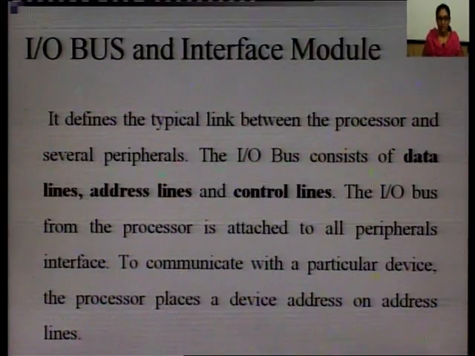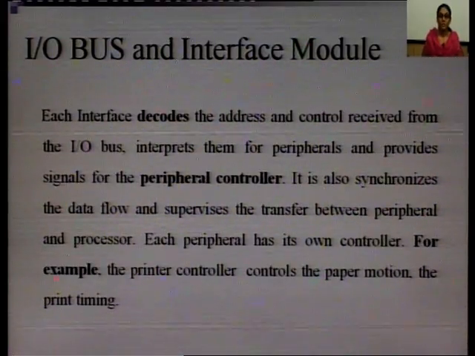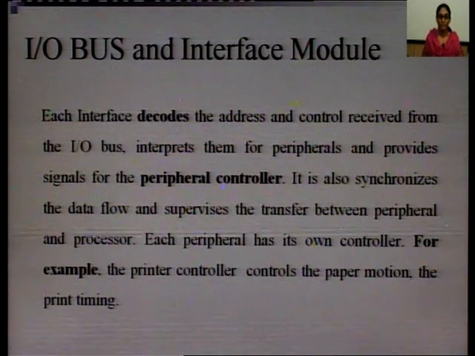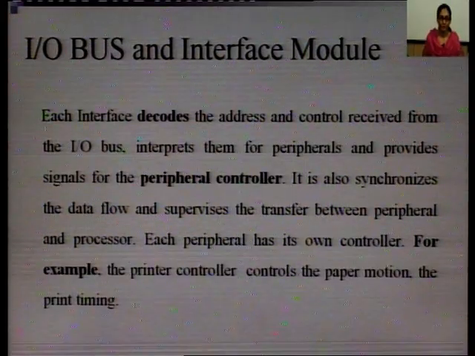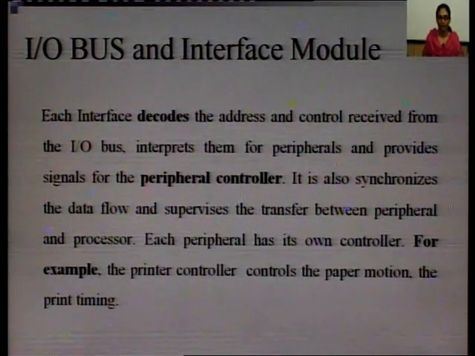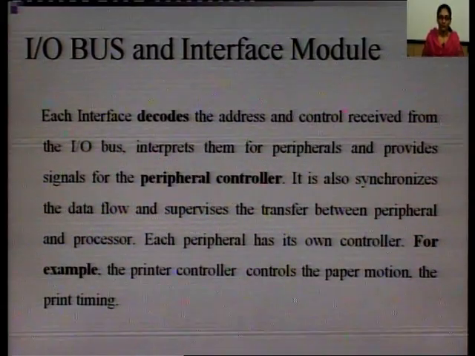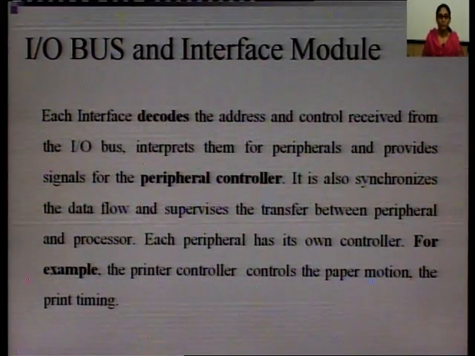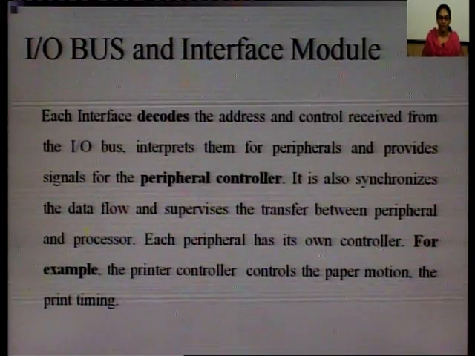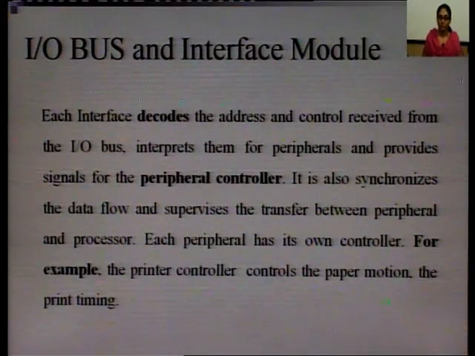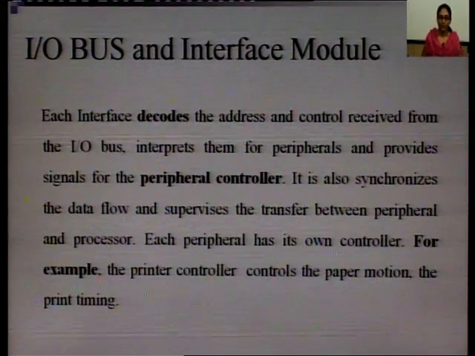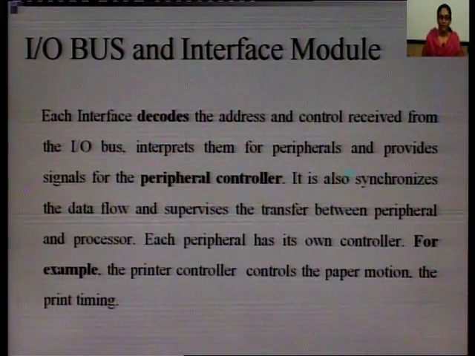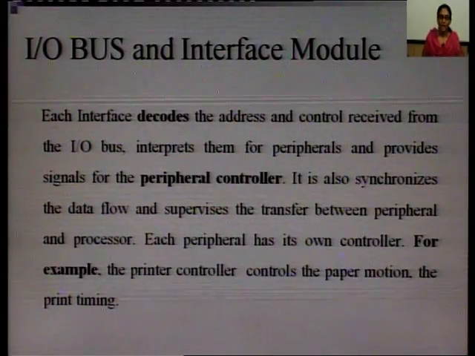Each interface decodes the address and control signals received on the input output bus, interprets them for the peripherals, and provides the signals for the peripheral controller. Here is the most important thing: the overall controller is there, but the peripheral devices have their own controller. It synchronizes the data flow and supervises the data transfer between the peripheral and the processor. Suppose we are using a printer, so the printer has its own controller.